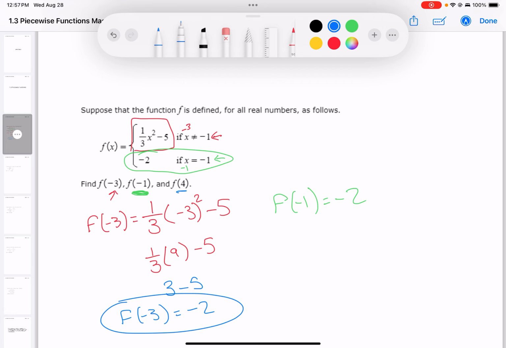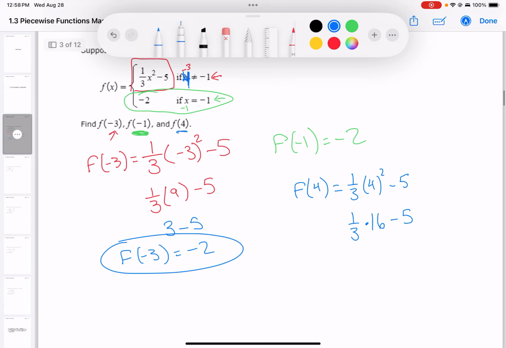Now let's look at this last one, f of 4, and that is going to make this one right here a true statement. So once again, we're going to plug it into our equation. So f of 4 is equal to 1/3 times 4 squared, instead of x squared, and then minus 5. It's going to be 1/3 times 16 minus 5. It's going to be 16/3 minus 5.